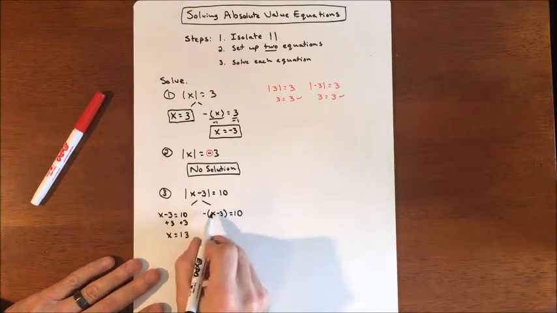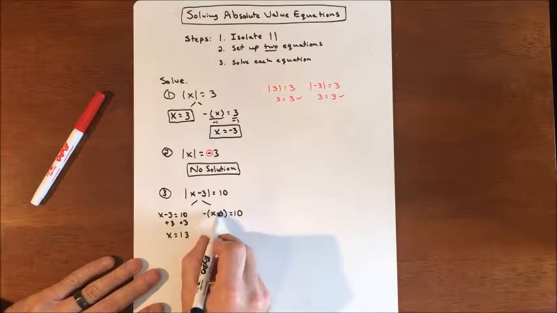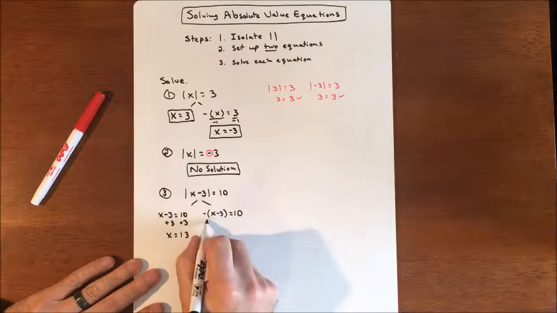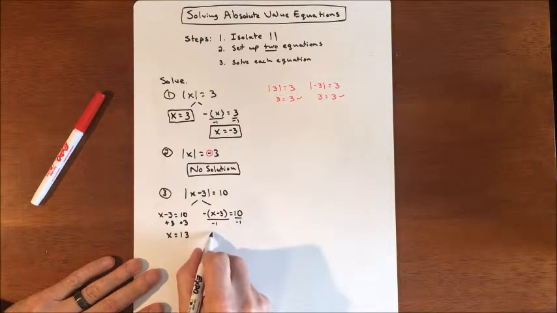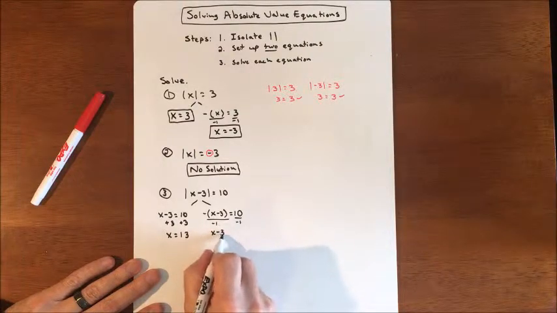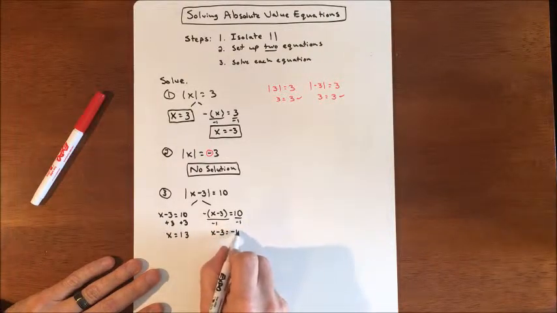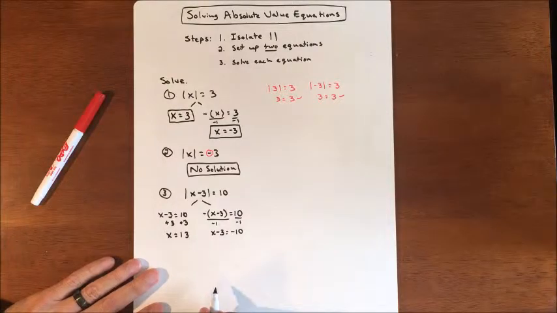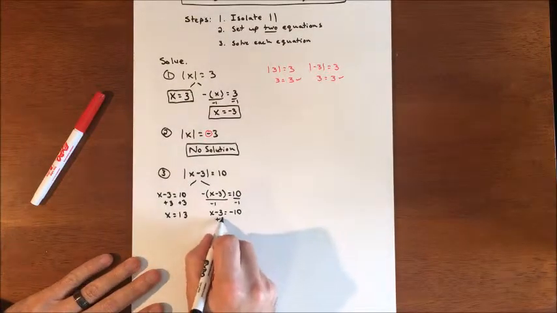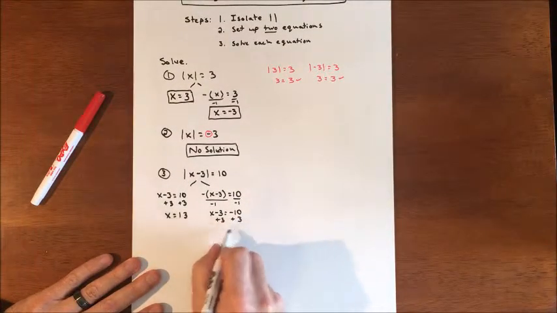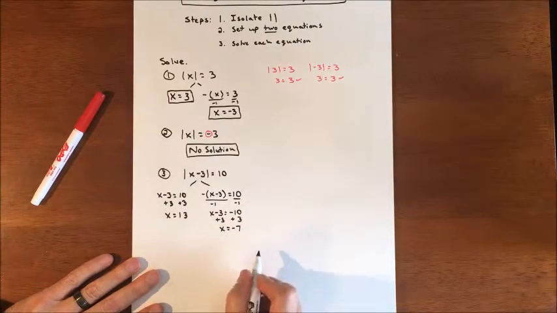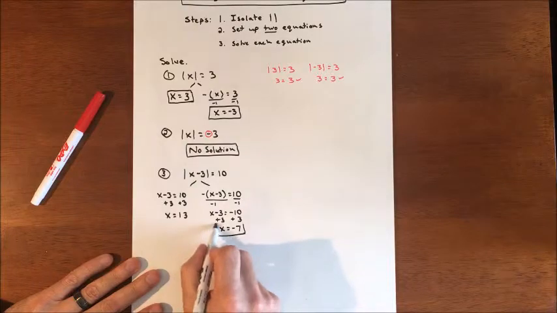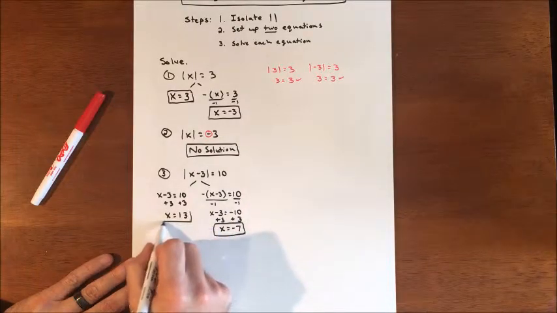Here you can do one of two things. You can distribute the negative in and then solve the equation, or you can also just divide both sides by the negative, and then that will get you an x minus 3 equals -10, and then you can look to solve that. So add 3 to both sides. X is going to equal -7. All right, so we think those are our solutions.